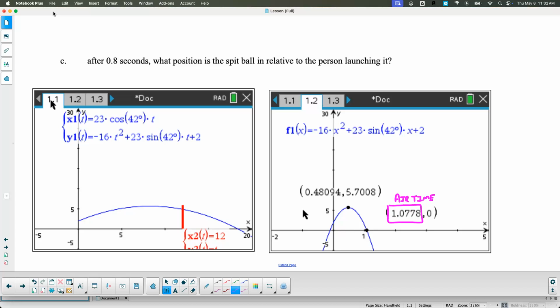Okay. Would it be easier to do that and plug it in, or would it be easier to do the tracing? That's a you call, not a me call. Both of them got the same answer. Okay?